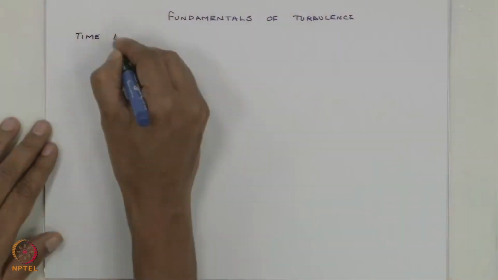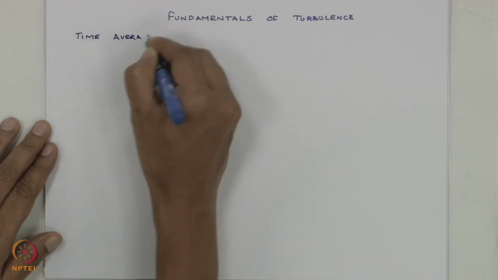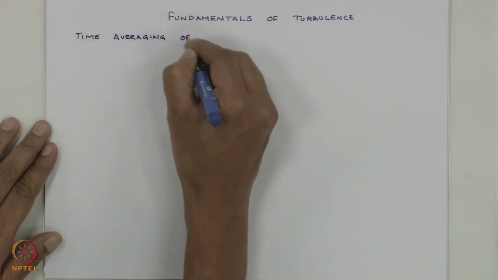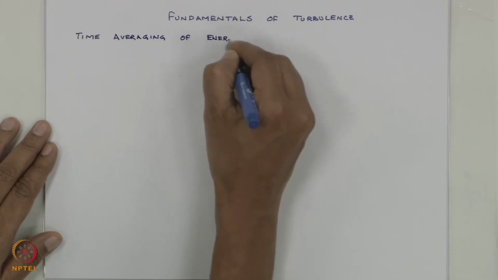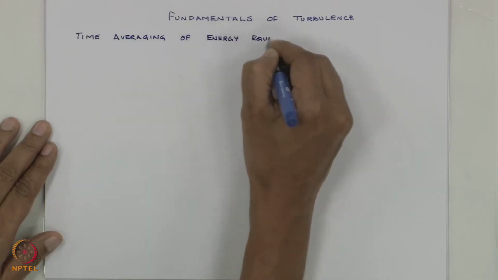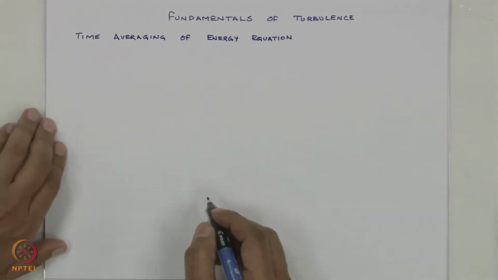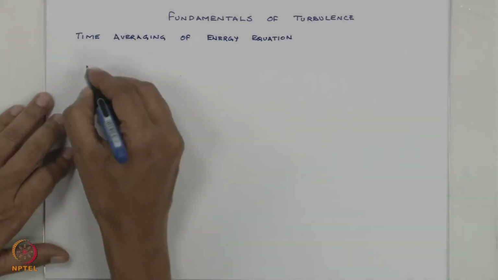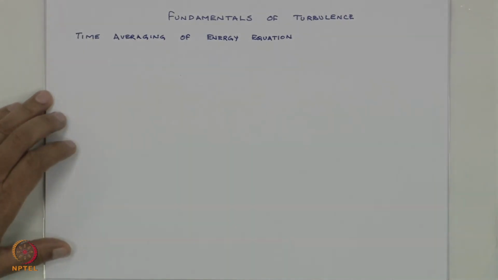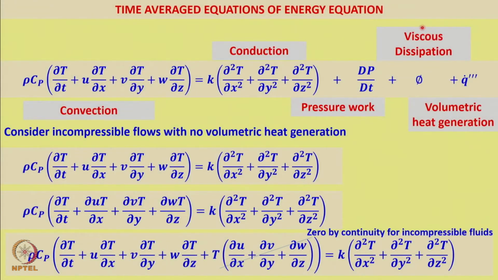Back to writing time averaging of the energy equation. So for incompressible flow, my energy equation is, if I just see the slides, this is my energy equation. So this is the convection term, conduction term, pressure work term, viscous dissipation, volumetric heat generation. I am considering incompressible because of which dP by dt is equal to 0 and the viscous dissipation is 0, and I am neglecting the volumetric generation.